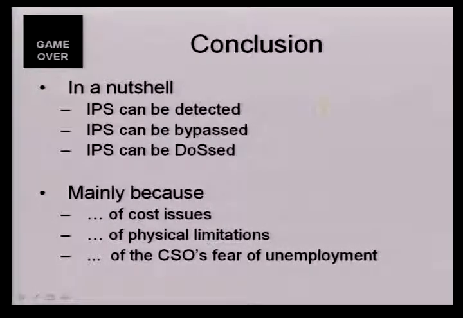So, as a conclusion, IPSs can be detected. Okay, we saw that. They can be bypassed, and you can pretty easily generate denial of service attacks. And that's because of cost. That's, I think, the most important thing. Physical limitations. We saw that with hardware, design, all this. And of course, the CSO's fear of unemployment. First of all, the traffic must go, then security.